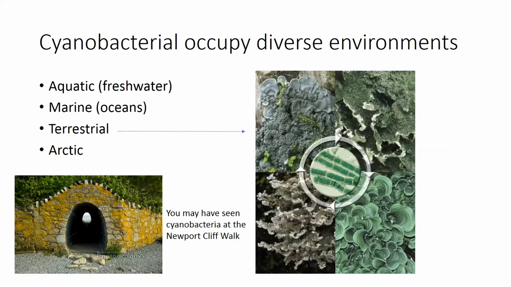They occupy diverse environments. You'll find cyanobacteria in fresh water, like the Great Lakes, like Lake Erie. You'll find them all over the ocean, and you'll even find them on land. Have you been down to the Newport Cliff Walk? Well, if you have, you've probably seen this growth on the rocks. This is a lichen, and a lichen is a really interesting symbiotic relationship between a cyanobacteria and at least one fungus, and it might even be two fungi. So we're walking by cyanobacteria all the time, so we're all enjoying them. You can even find them in the Arctic.